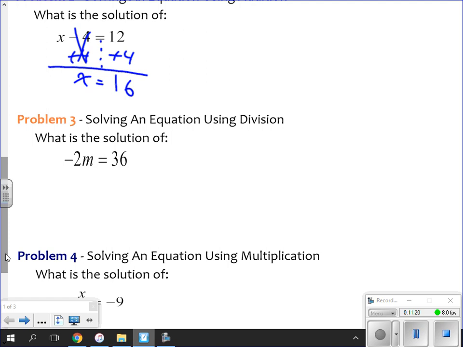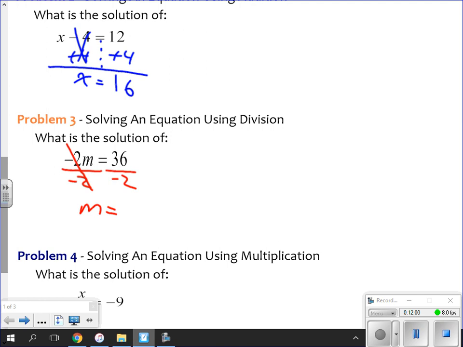Okay. So I want to get m by itself. What's the opposite of multiplying by negative 2? Divide by negative 2. So I divide both sides by negative 2. The opposite of multiplication is division. The negative 2's cancel each other out. I'm left with m on the left equals, and then I take negative 36 and divide it by negative 2.